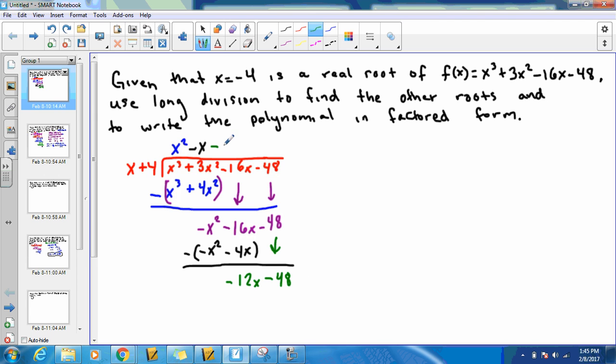And that leaves me with minus 12 up here, because negative 12 times x gives me negative 12x, and negative 12 times 4 gives me negative 48. Subtract those, and I get 0. So I know that x plus 4 is the factor when I get my remainder to be equal to 0. Always, always, always happens that way.